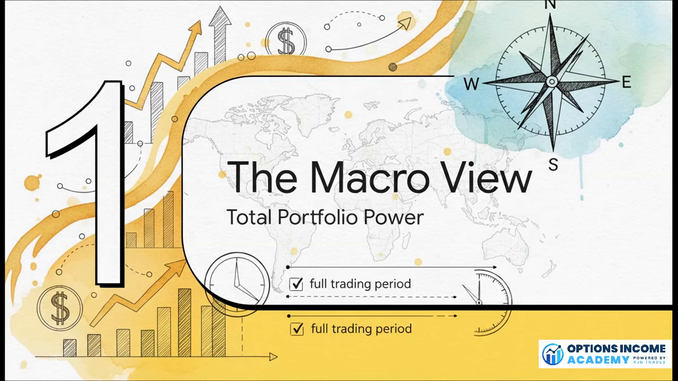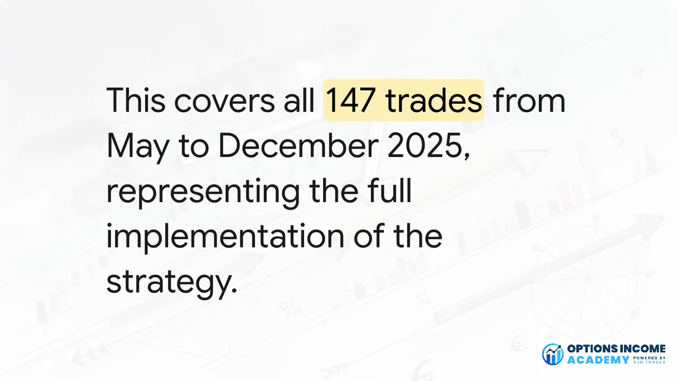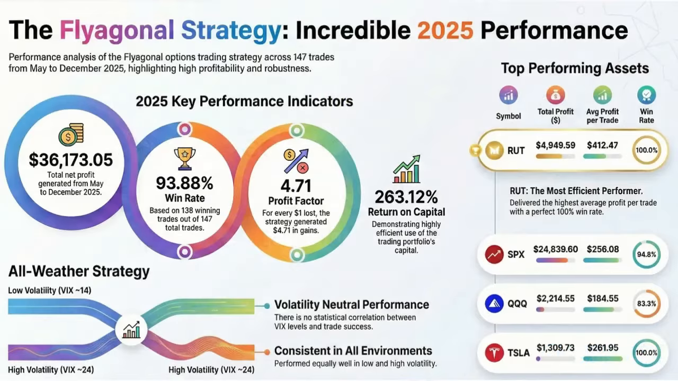This first part is all about showing the strategy's overall muscle and its raw earning potential over the entire trading period. And listen, we are not cherry-picking the data here. We're looking at the whole story, all 147 trades, right from May through December of 2025. This is the complete, unfiltered performance, showing exactly what the flyagonal strategy can do across all sorts of market conditions. So, what did those 147 trades add up to?